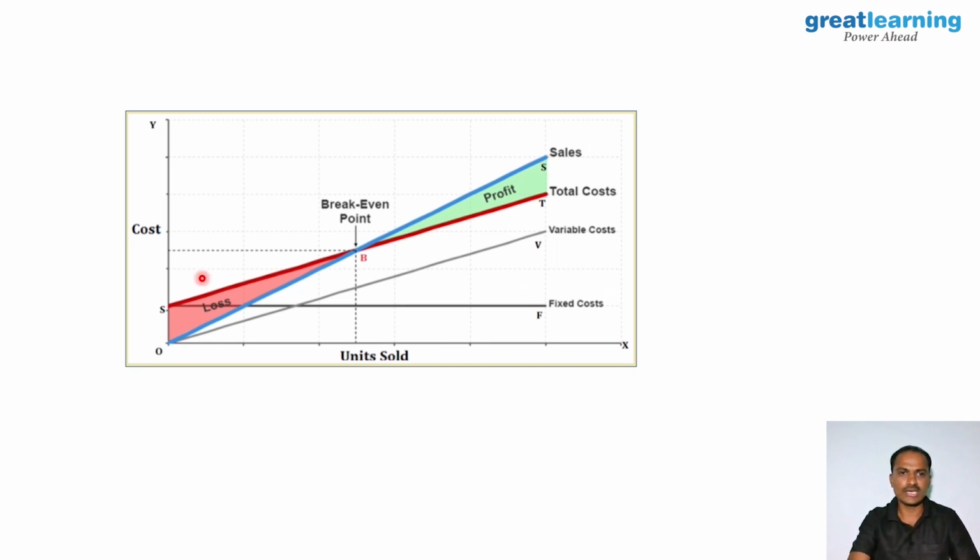Now you see there is a point at which the total cost line is intersecting with the total sales line. This is the point at which the total revenue of the business is equal to the total cost incurred by the business. So this is the point at which there will be no profit, no loss for a business. Up to this point, whatever the business incurs will be the loss. This will be the loss zone. You can see this is the loss zone, and beyond this point is the profit.